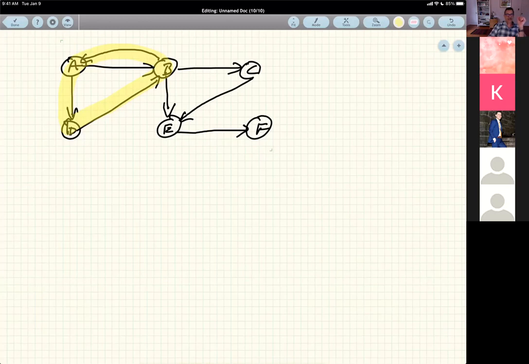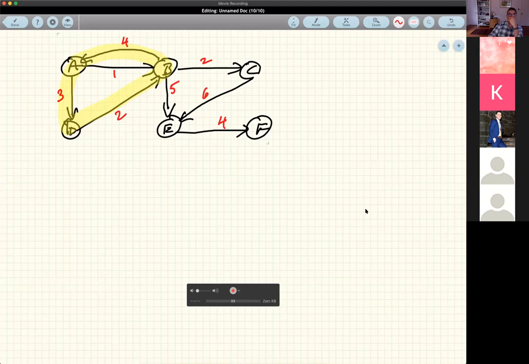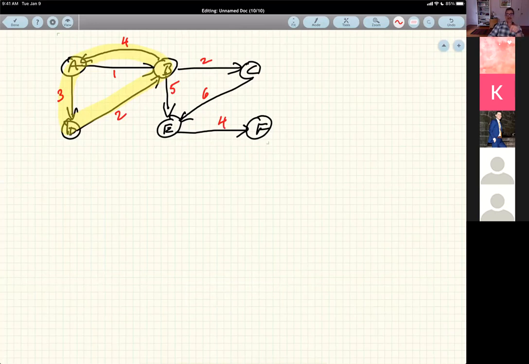The other thing is that the edges themselves could have weights. So here's a directed graph, and the directed graph has no weights in this case, but I can assign weights: 3, 2, 1, 4, 5, 2, 6, and 4. So now what is the cost of the shortest path that takes me from A all the way to F?